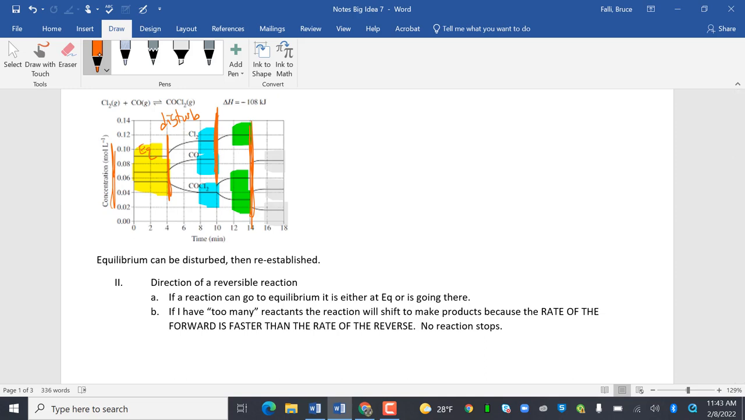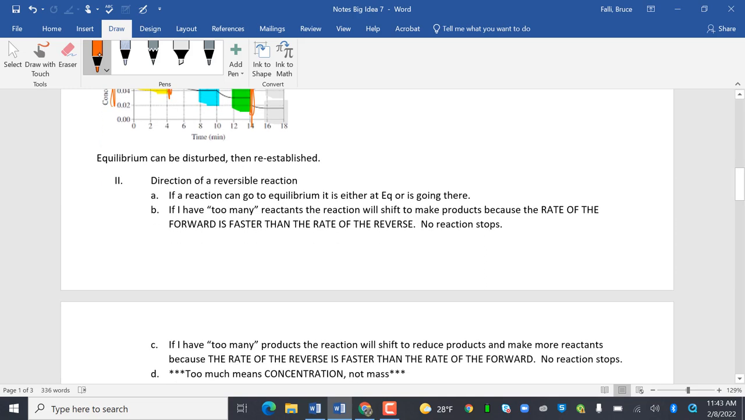All right. The direction of a reversible reaction. If a reaction can go to equilibrium, then it either is at equilibrium or it's going there. People say this about the important places in the world. Say you're from Texas. You say, I'm either in Texas or I'm heading to Texas. If you take me out of Texas, I'm on my way back to Texas. Or, I think the Latin students know that all roads lead to Rome. So you're either in Rome or you're on a road going to Rome. You get the idea.